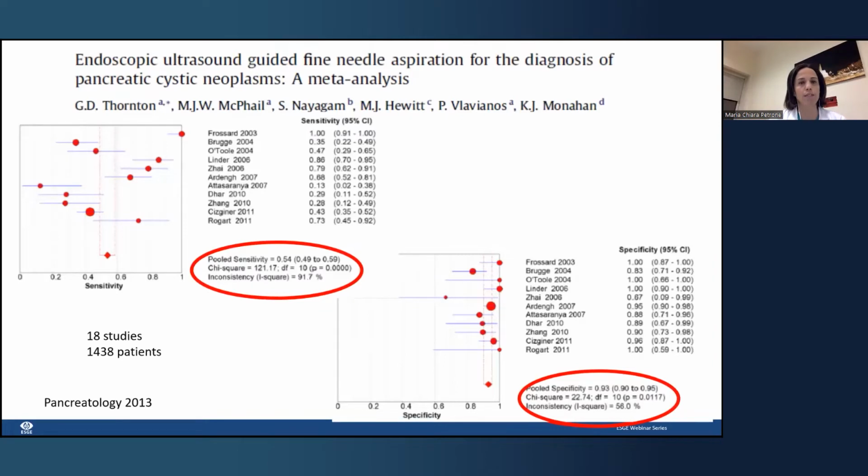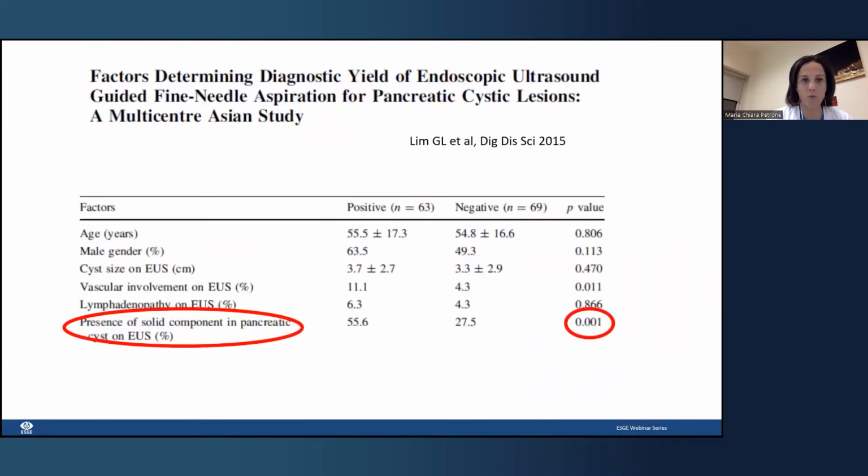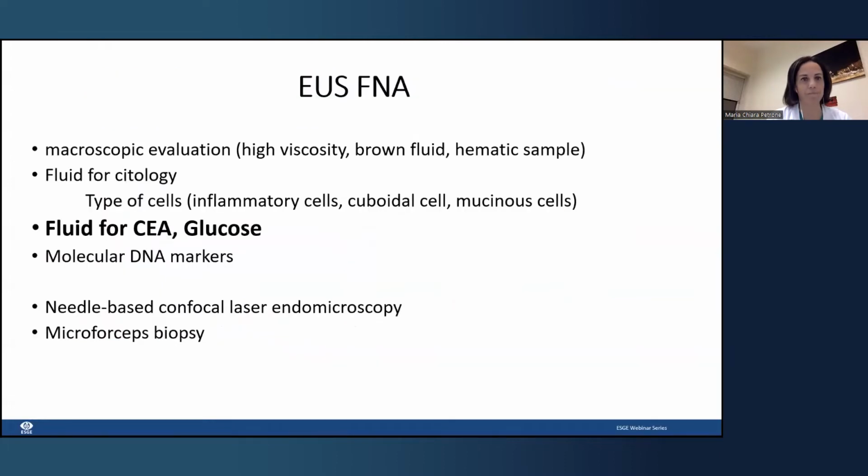What about fluid cytology? This old meta-analysis, including 18 studies, shows that the specificity of cytology was very high, 93%, but the sensitivity was low, only 54%. So the problem is related to the fact that there are few cells in cyst fluid, not sufficient for diagnosis. So the specificity is high, but sensitivity is low. Of course, the diagnostic yield improves if there is a solid component inside the cyst, but this is a different situation.